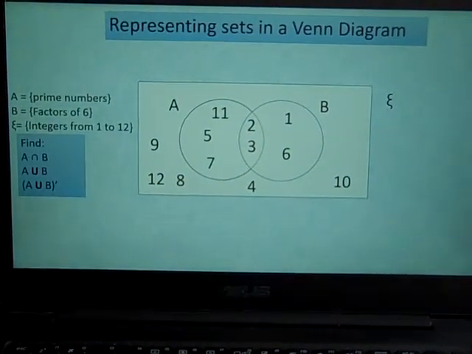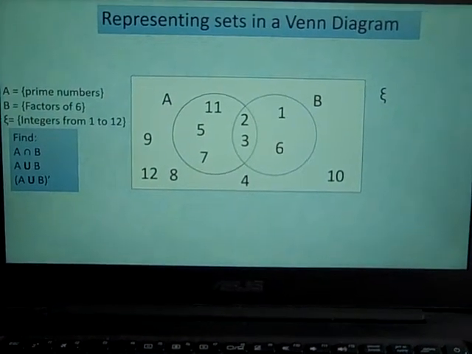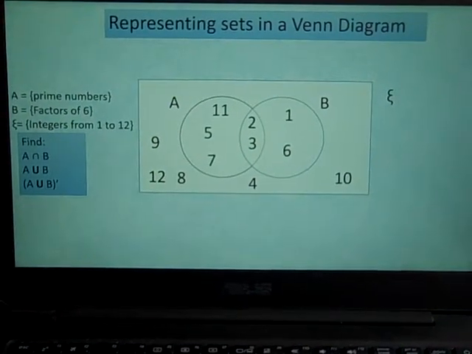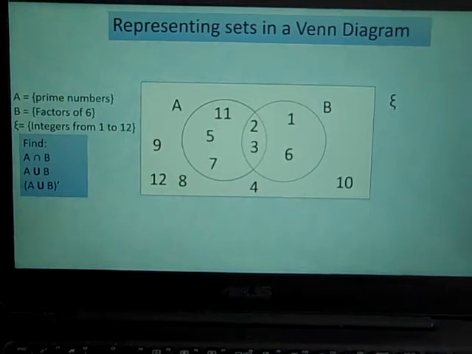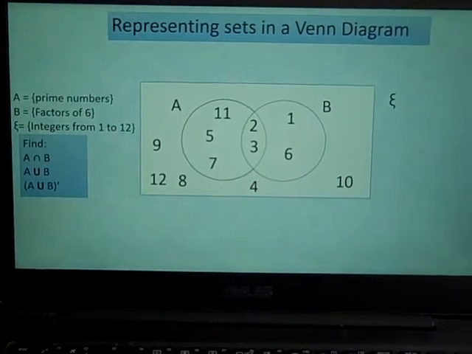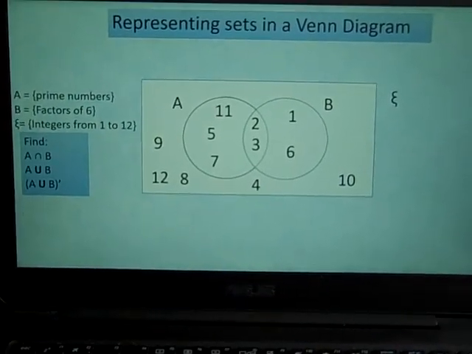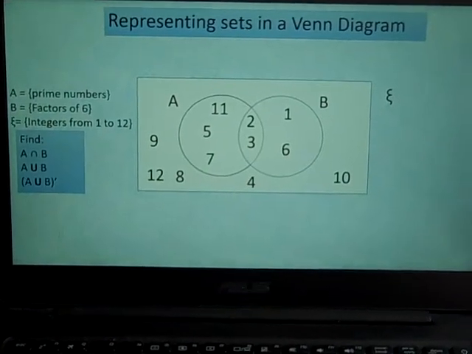What we're going to do is find A intersect B, A union B, and then the complement of A union B. If you want to have a look at that and you know what you're doing already, you could pause the video now and try it. Otherwise, I'm just going to continue through and tell you what we've got.